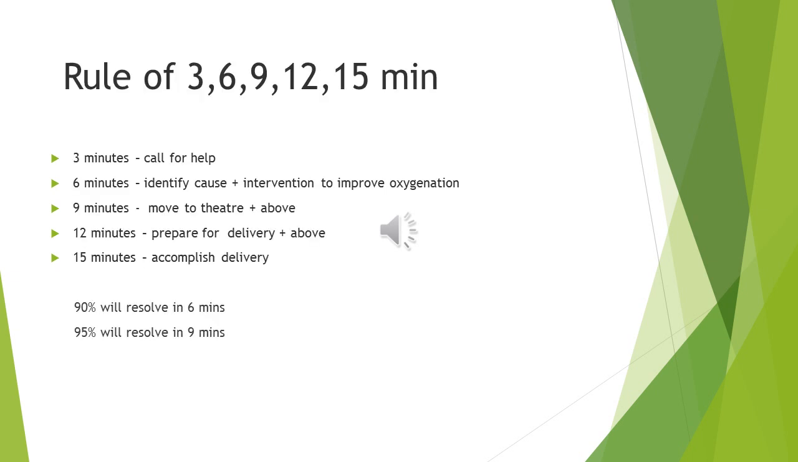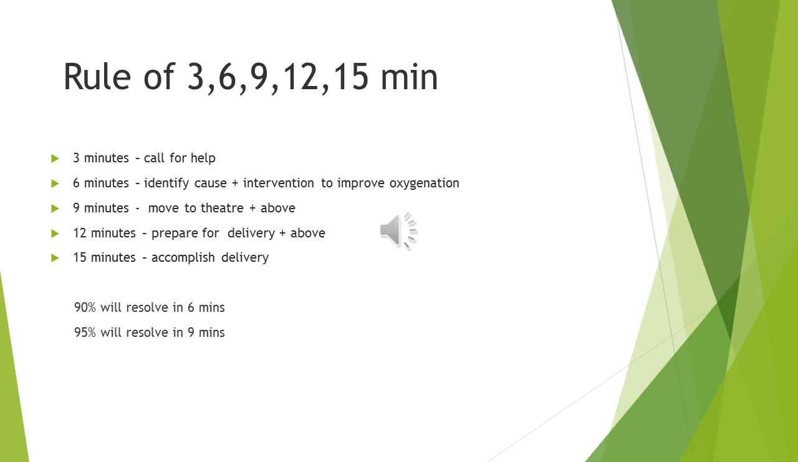Here we come to the rule of 3, 6, 9, 12, and 15 minutes. This rule is very important because it puts a time frame on how to deal with acute events, which is acute bradycardia. So for the first 3 minutes, you call for help. For 6 minutes, you need to identify the cause and do your intervention to improve oxygenation, like left lateral position, IV fluid, stop syntocinon, and give terbutaline 0.25 mg subcutaneous. If CTG is still not improving, you have to move to theater to prepare for delivery.